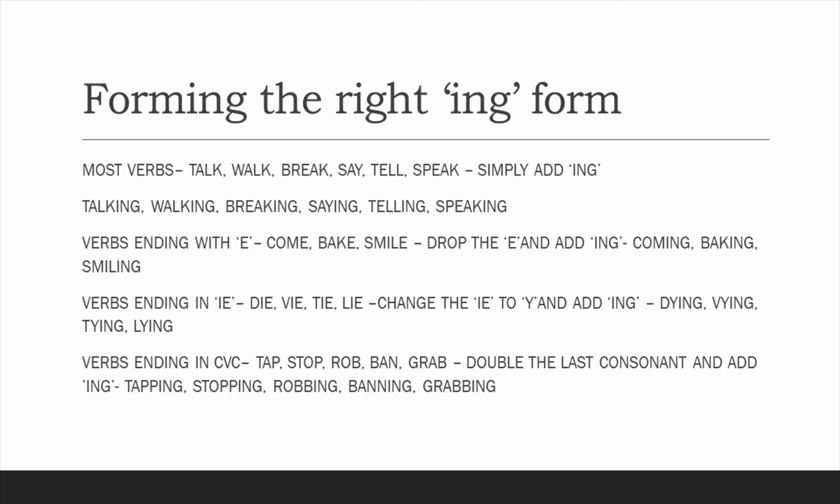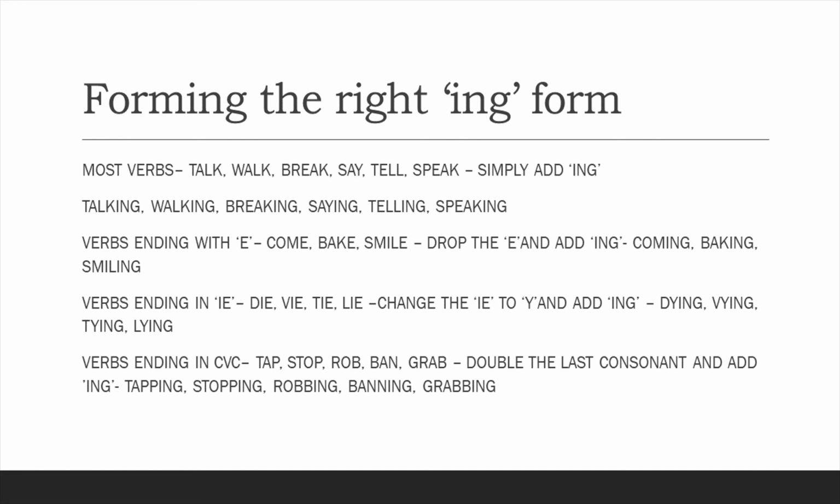Okay, now there are some verbs that end with e, like come, bake, smile, etc. For these verbs, you drop the e and then you add the ing. So for come, you don't say comeing, you remove the e and then you say coming, coming. Same goes with baking, smiling.